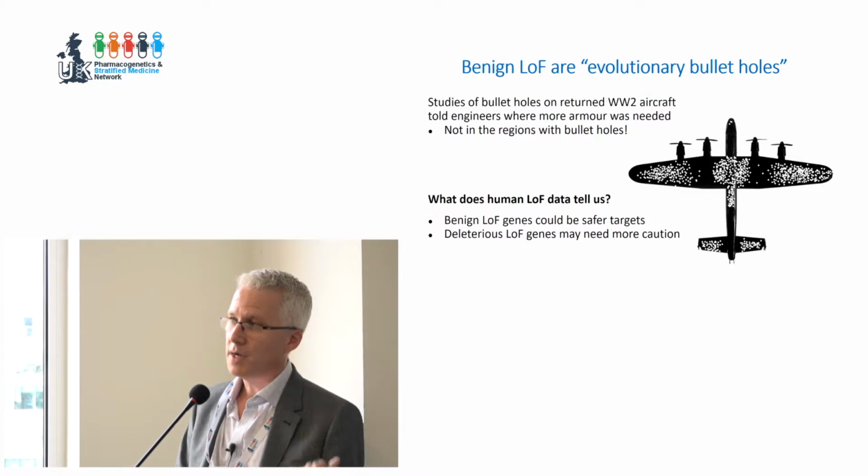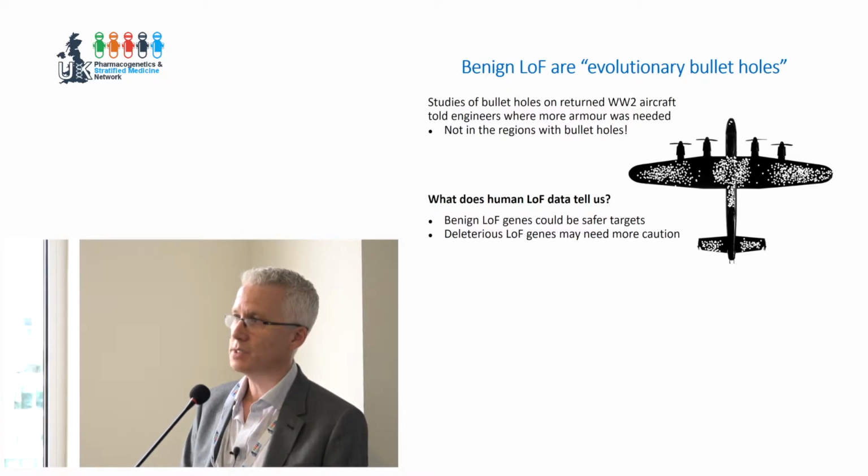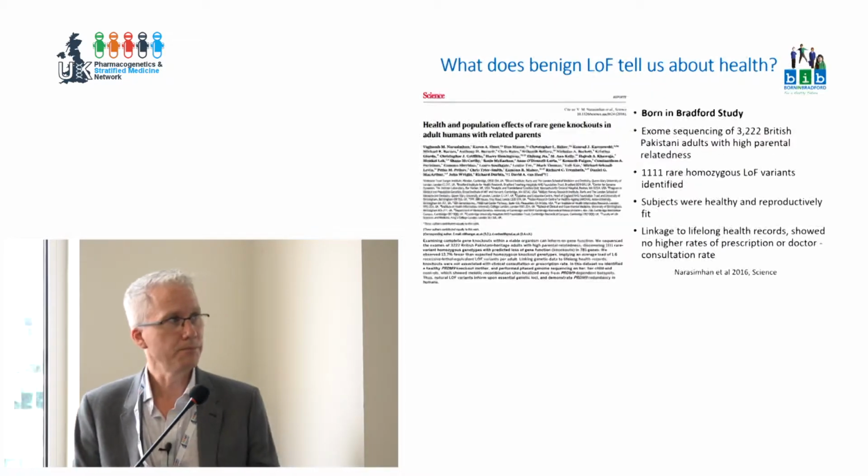And where the bullet holes aren't, that's the damaging loss of function. So I think if there are damaging loss of function mutations in a drug target, then we really need to think carefully about, do we really want to modulate this target? And we need to look closely at the safety for that target.